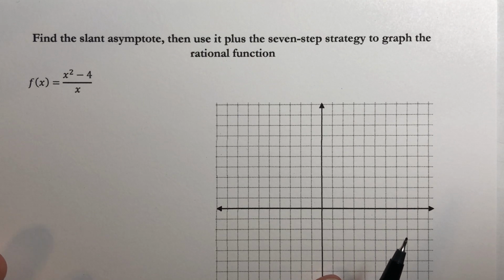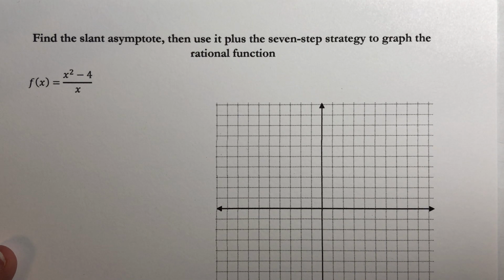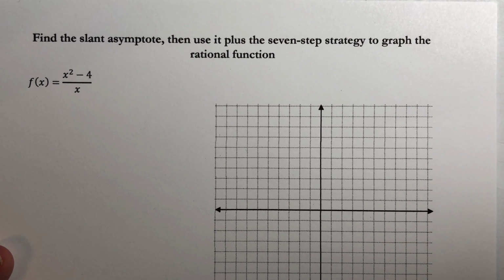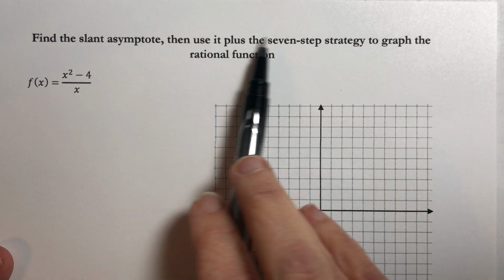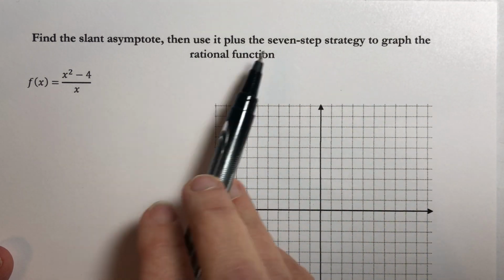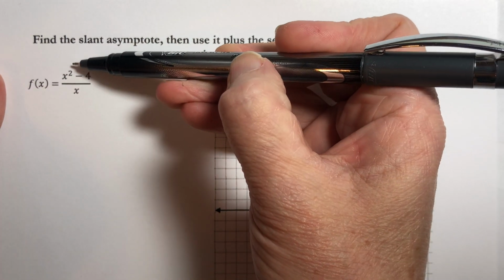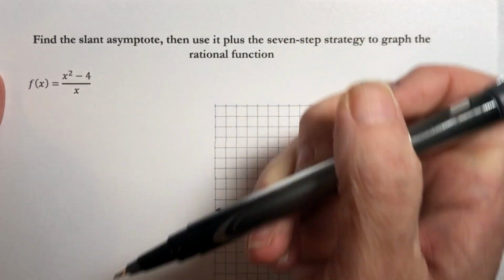This is part 4 of section 3.5, our last problem. This particular problem has a slant asymptote, and we're going to use it and the 7-step strategy to graph the rational function. I know I have a slant asymptote because the degree in the top is greater than the degree at the bottom.